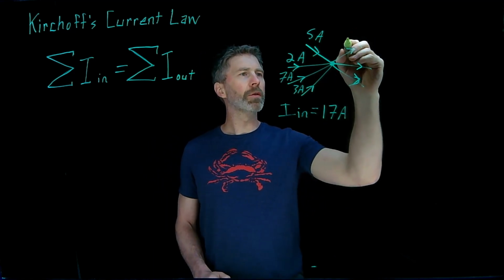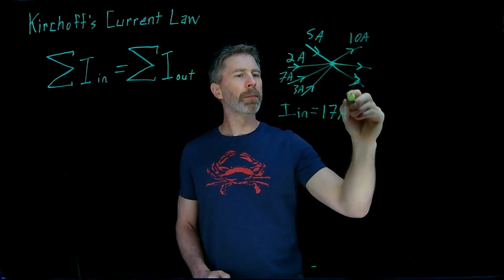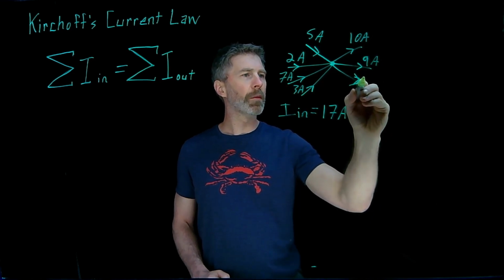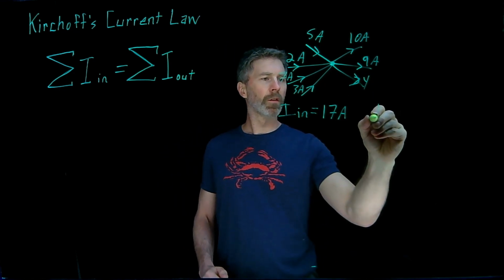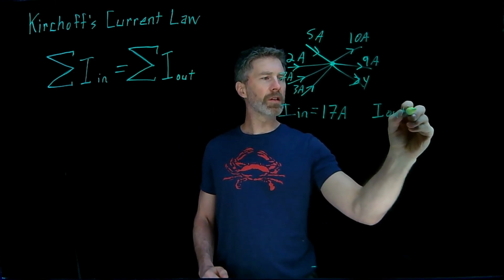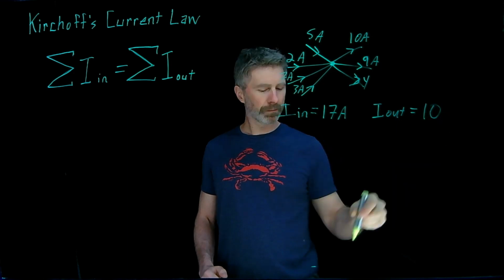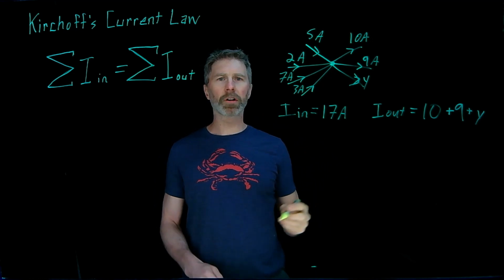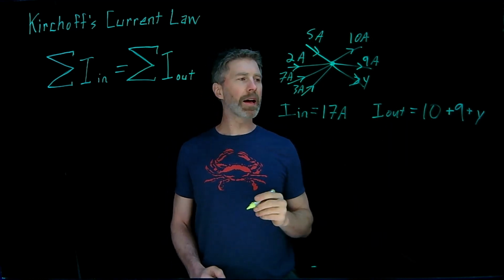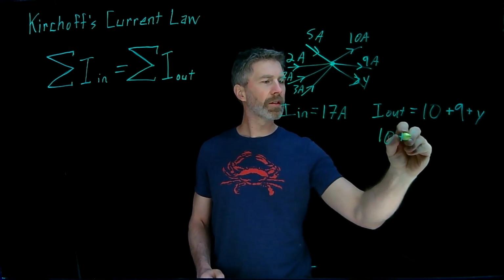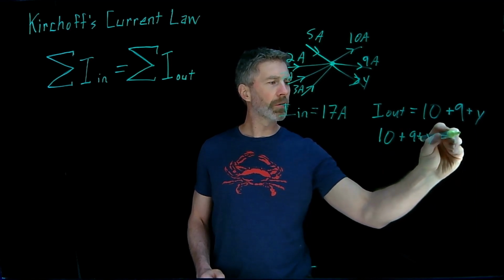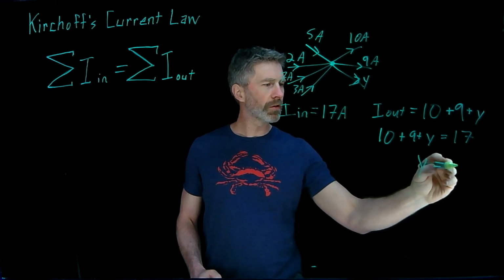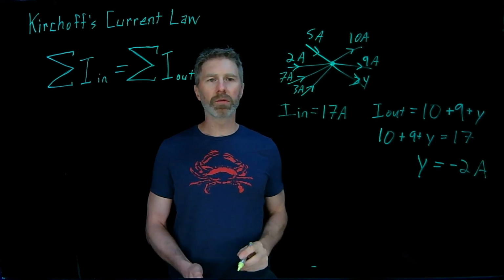Now let's say over here we've got 10 amps coming out of that branch. We have 9 amps coming out of this branch, and we have some unknown amount coming out of that branch. Well, our I out is equal to 10 plus 9 plus y. From Kirchoff's current law, we know that has to add up to 17. 10 plus 9 plus y equals 17. The only way that this equation is true is if y is equal to negative 2. Negative 2 amps. And that's fine.